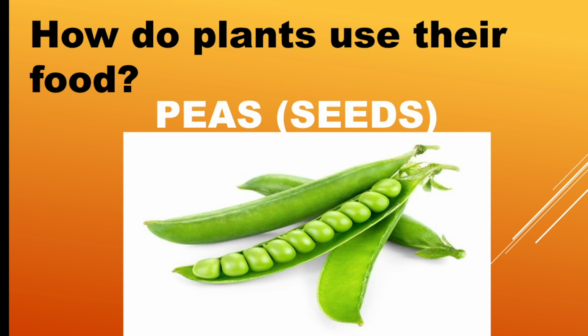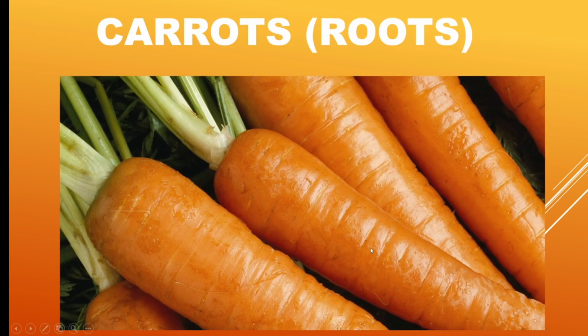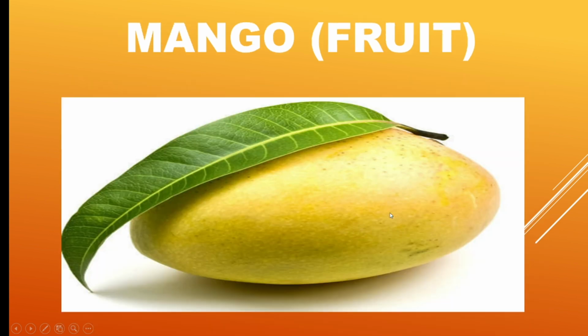So they store food in the seed. Look at this, this is peas. So in the seed, it stores food. Then it stores food in the root. See, carrot is an example. It stores food in the root. We consume this. Now you see mango fruit. It stores food in the pulp, the full portion. Inside you have the seed.